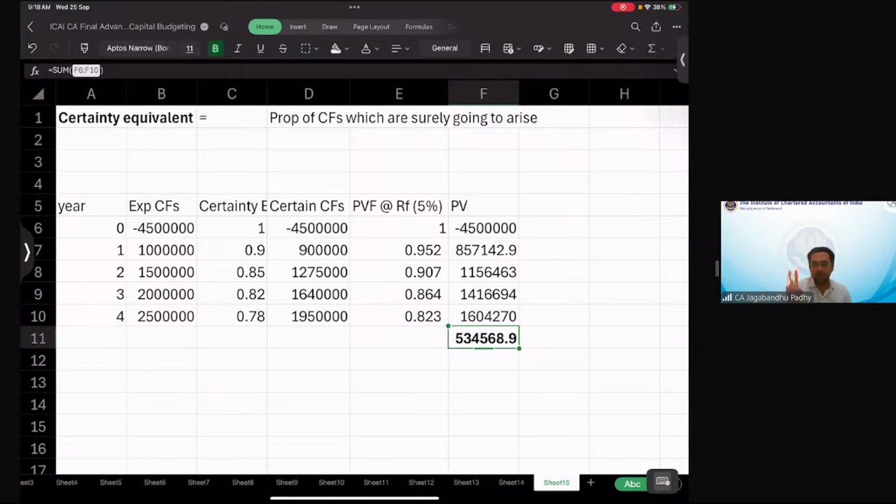Okay, so two approaches to incorporate the risk into your project. One is to calculate the risk adjusted discount rate, or the second is to calculate a certainty equivalent. Get to know what proportion of your cash flows are certainly going to arise, and use that proportion to get the amount of certain cash flow, and then take the present value. Is this clear, guys? Certainty equivalent concept. Are we clear with this certainty equivalent concept?